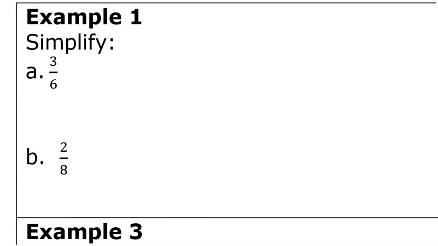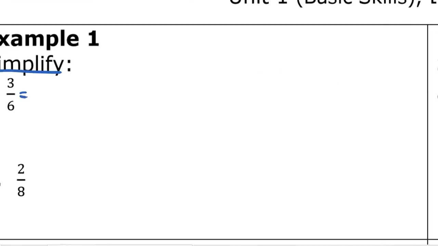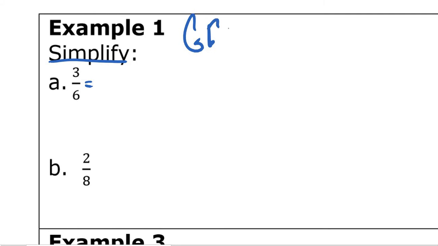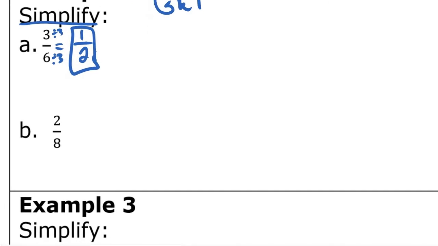All right. In example 1, we are told to simplify. That means reduce if we can. This first fraction can be reduced. The way you think about it is you're trying to find a greatest common factor. So what number can both 3 and 6 be divided by? The answer is 3. When we reduce, 3 divided by 3 is 1, 6 divided by 3 is 2, so the fraction 1/2 is the reduced form, simplified.